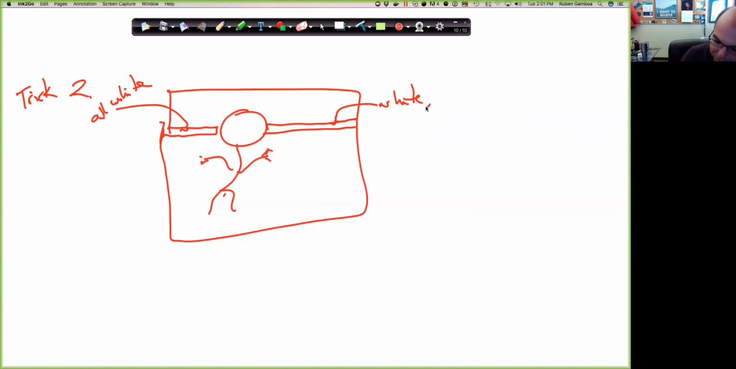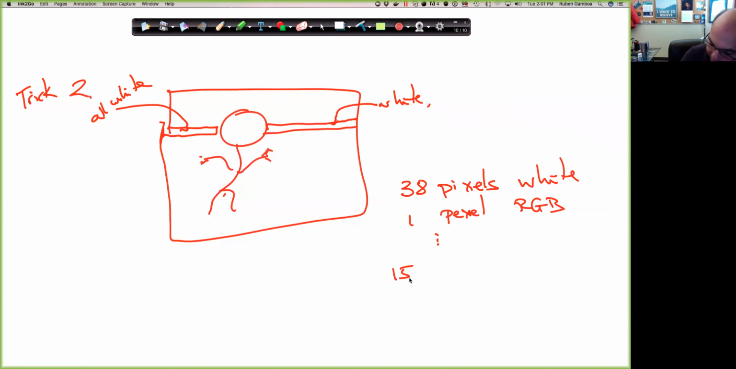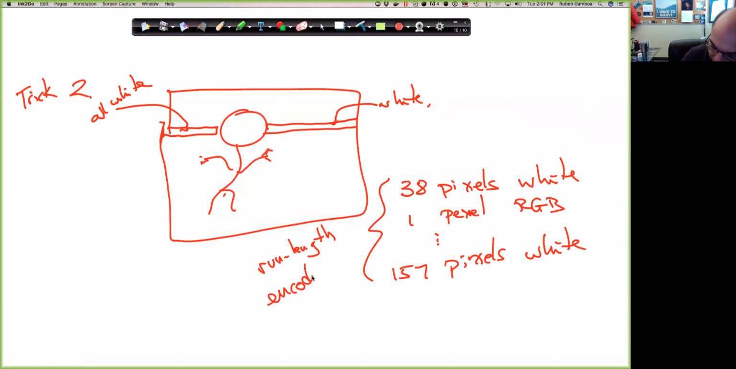Now, because those are all white, I can give a description that says something like this: 38 pixels of just white, followed by 1 pixel of some RGB, and so on, and then 157 pixels of white. That's how I describe this image, and this is called run length encoding. The basic premise is that instead of giving you white each time, I can simply say X whites, and that's going to be a smaller description than I would need otherwise. These tricks can compress a file quite a bit, image files especially, when there are a lot of colors that are the same.